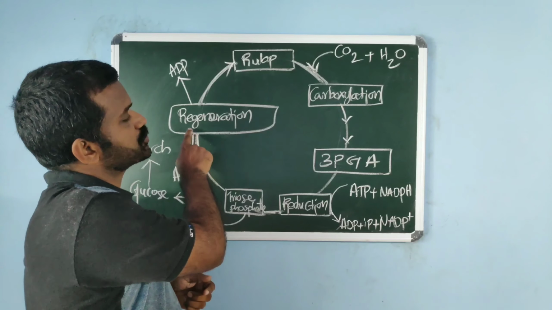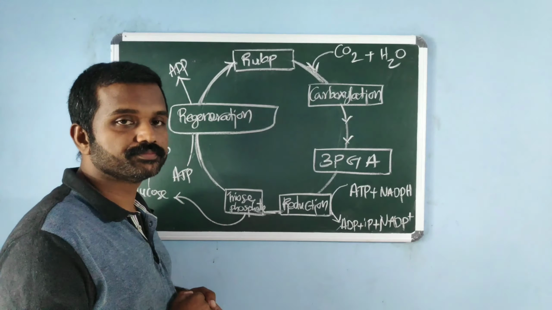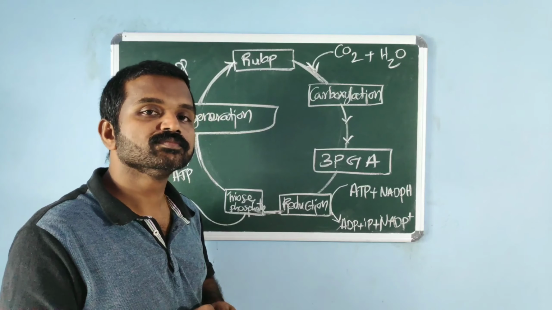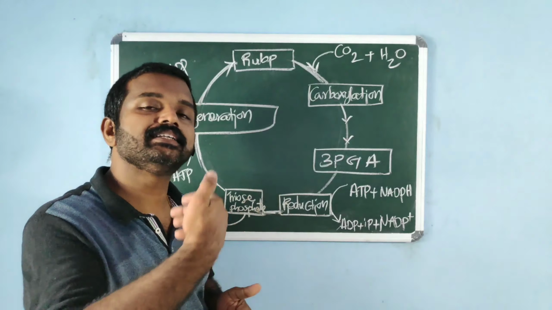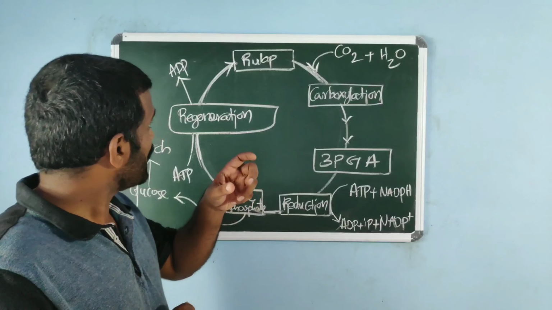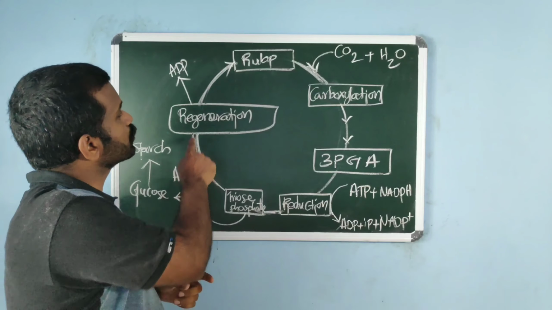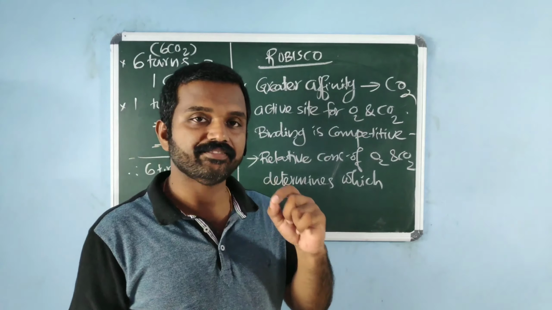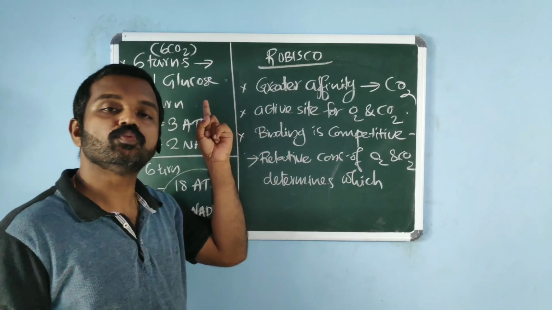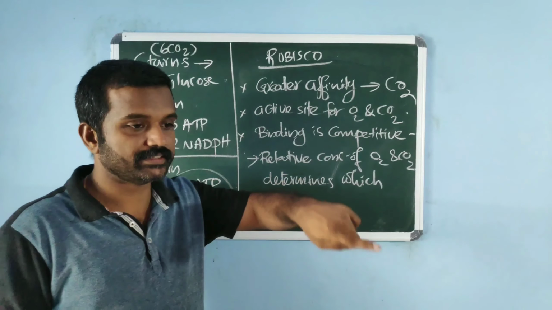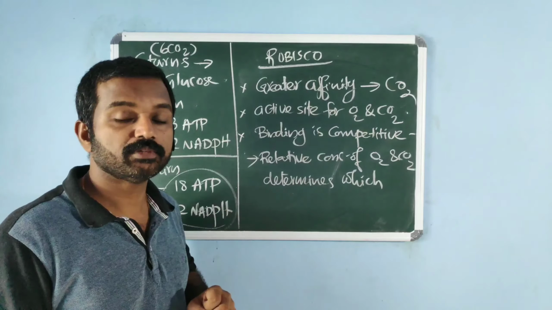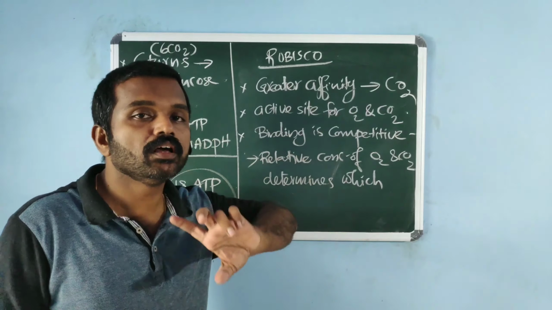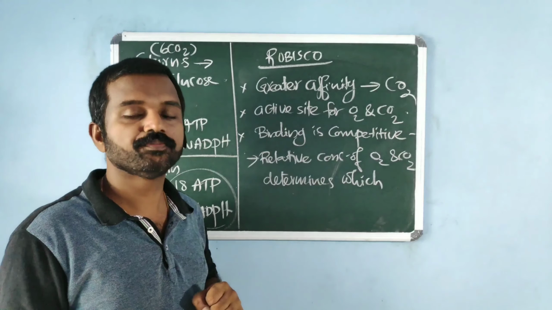Then, next, the third step, regeneration. Regeneration of RuBP is also crucial, that is to continue the pathway uninterrupted. And this step utilizes 1 molecule of ATP for phosphorylation. 6 turns of the Calvin cycle are required to produce 1 glucose. A single turn yields only 1 carbon, but glucose has 6 carbons in it. Therefore, 6 turns are required to produce 1 molecule of glucose.